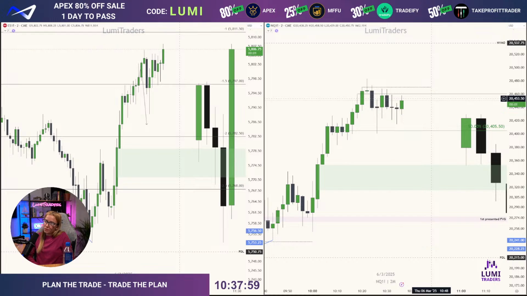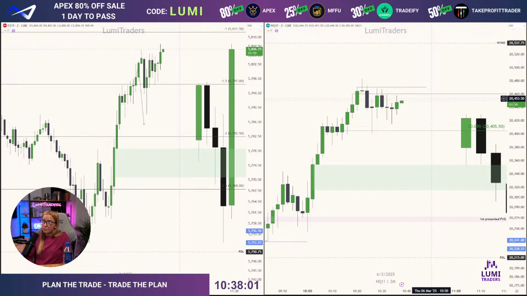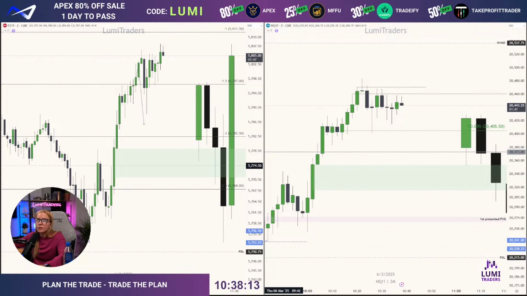If not to this 5-minute fair value gap, then at least a 15-minute bullish fair value gap that it created already. We also have breaker block there, right here. Like to this gray line on my chart. 373. If not there, at least to 373, you know.